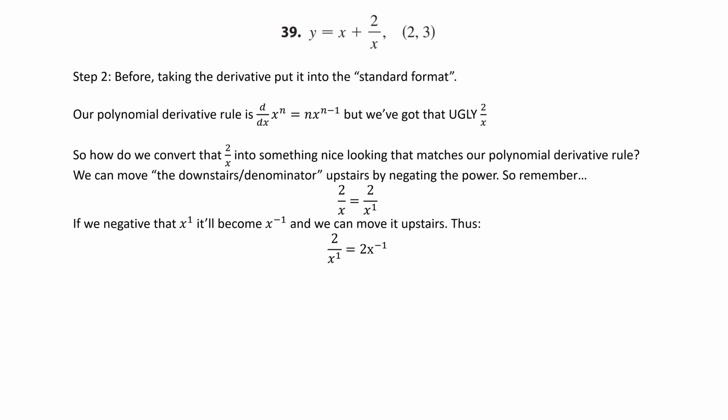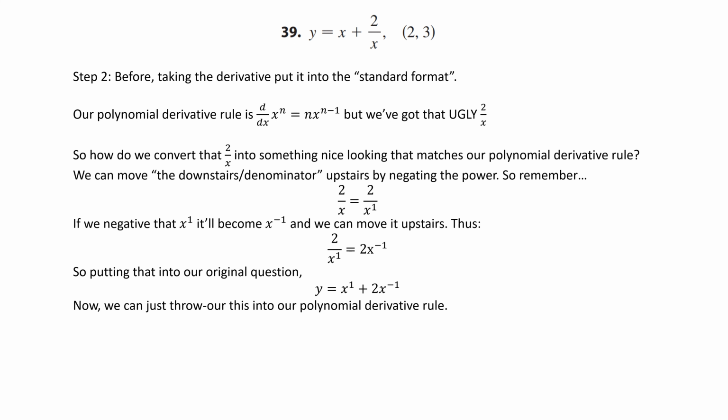Thus, you can say that 2 over x to the power of 1 is the same as 2 times x to the power of negative 1. If we put that back into our original equation, we get x to the 1 plus 2 times x to the power of negative 1. Now it matches our standard derivative format, so we can attempt to take the derivative. If you want, go ahead and pause the video and try to do it on your own. I'll show you how to do that on the next step.